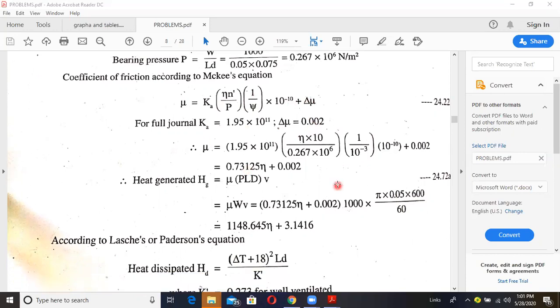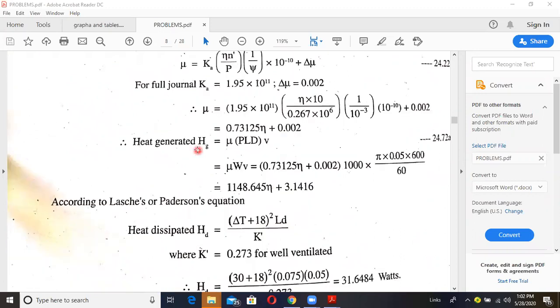Here is another unknown you have to remember: we don't know the value of neta. Keep neta as it is, then we will get mu is equal to 0.7315 neta plus 0.002. Here neta is unknown. Keep it as it is.